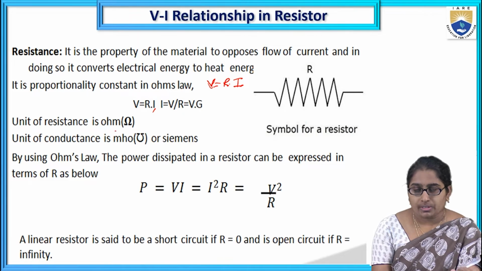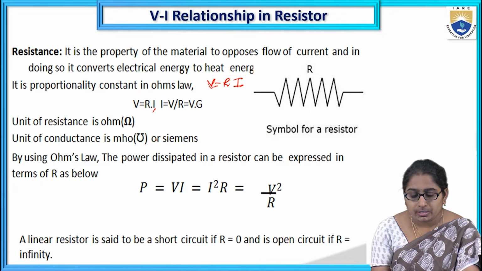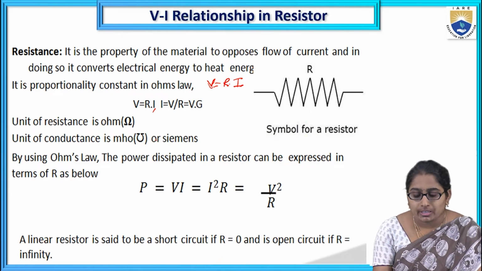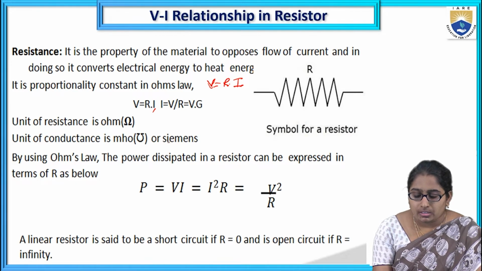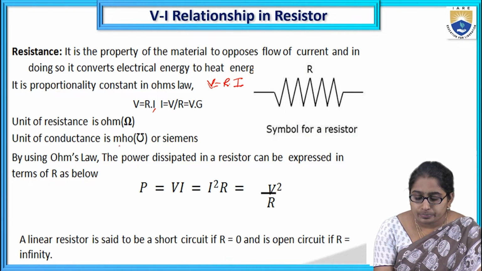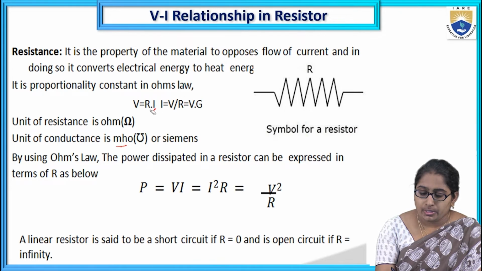The unit of resistance is the ohm, and the unit of conductance is mho. It is just ohm written the opposite way, and the symbol is also a reversal of the symbol for ohm. Another way it is mentioned is Siemens. So these are the units of resistance and conductance.